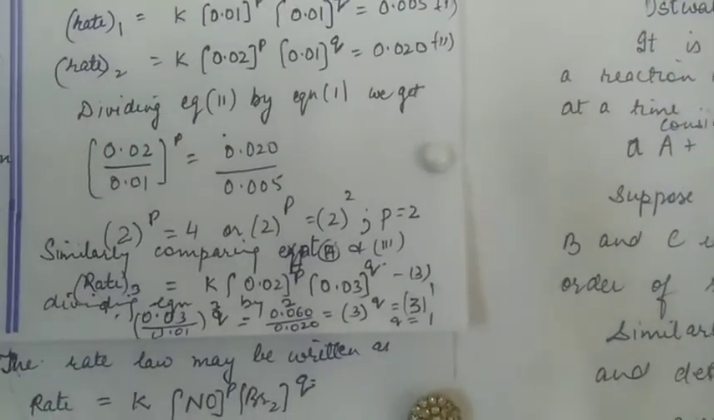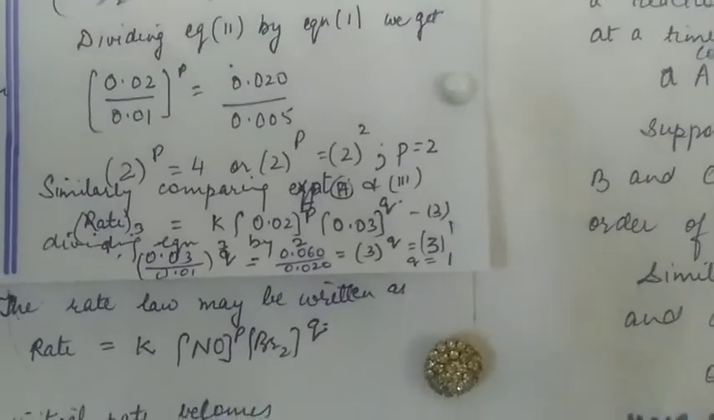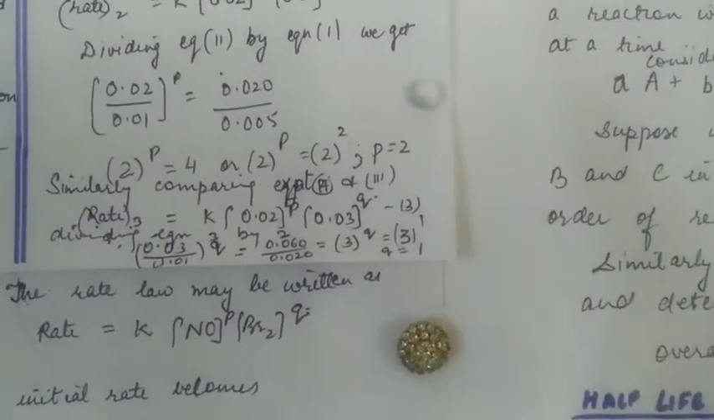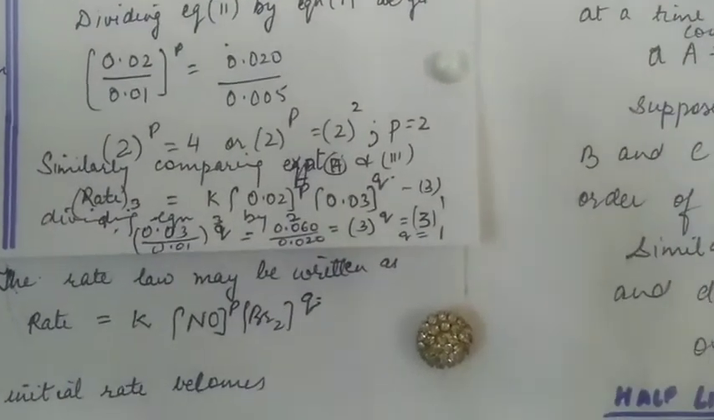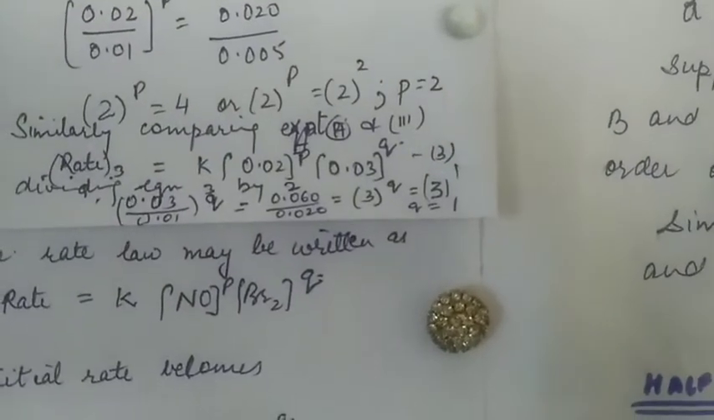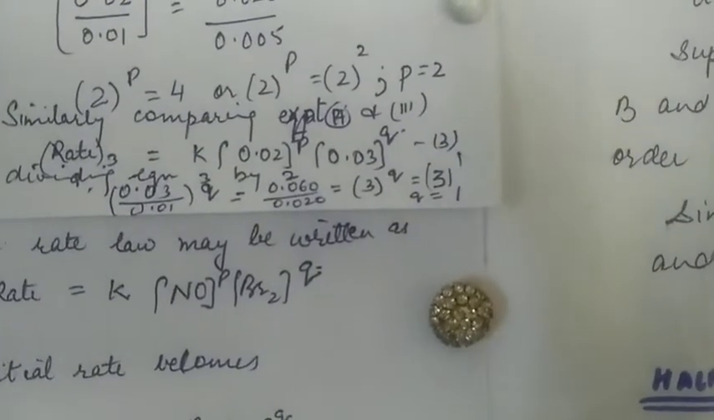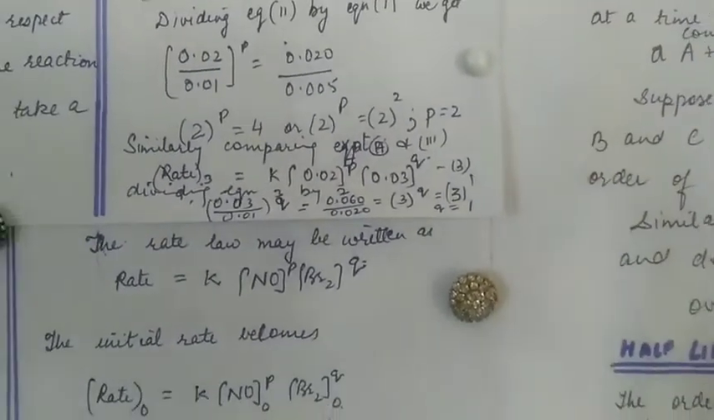So 0.02 upon 0.01, the answer is 2, raised to power P is equal to 0.020 upon 0.005, the answer is 4. 2 raised to power P is equal to 4. So 4 is also 2 raised to power 2. So P is equal to 2. We find the order with respect to reactant A as 2.